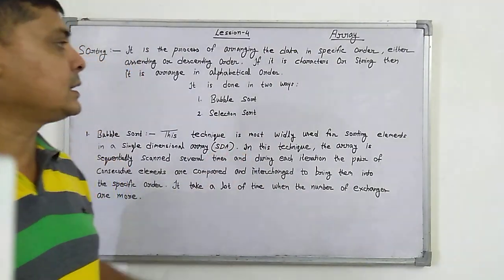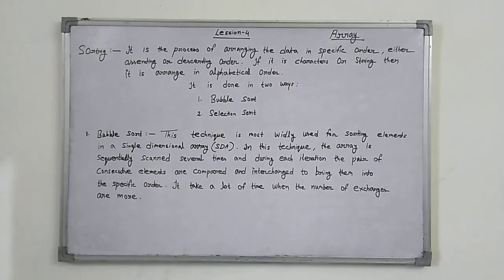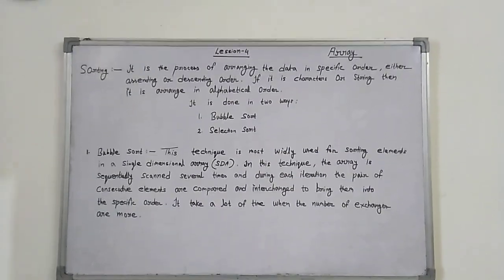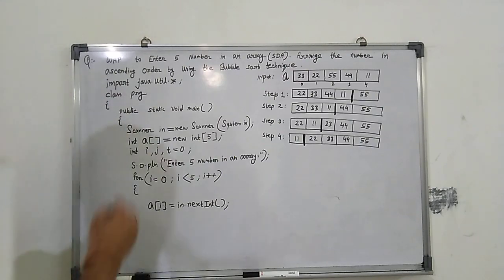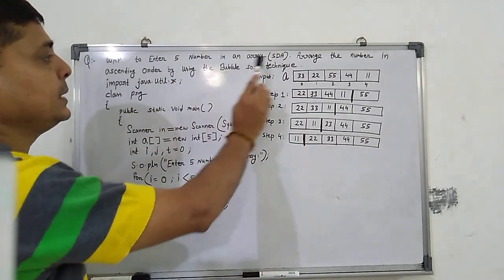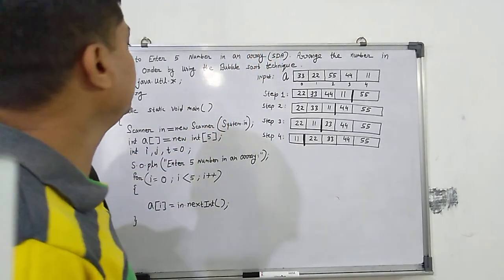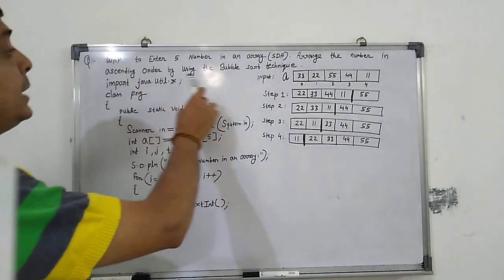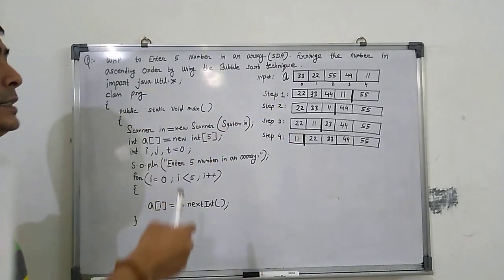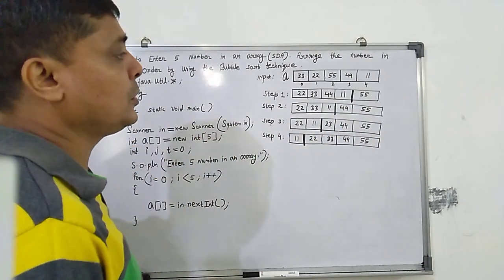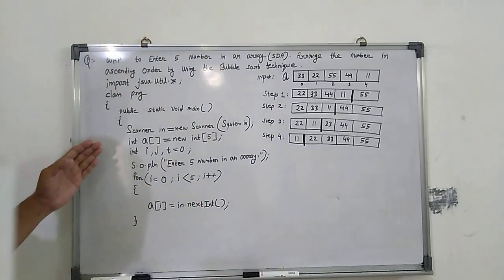Now we explain one example question. The question is, write a program to enter 5 numbers in a single dimensional array. Arrange the numbers in ascending order by using the bubble sort technique. Ascending means छोटा से बड़ा, smaller to higher. Ascending order में तो first of all we start Java programming.